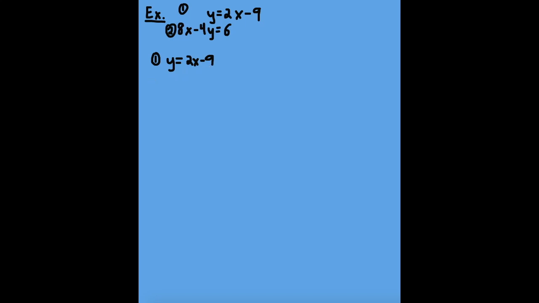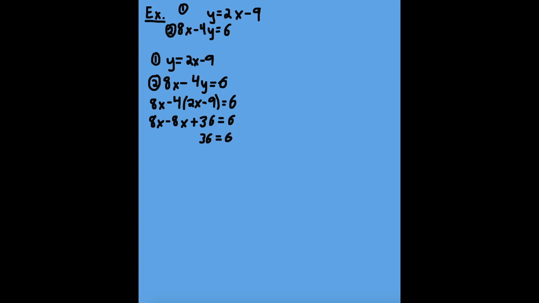Then, we will substitute the y value in equation 1 into the y value in equation 2. Equation 2 is 8x minus 4y equals 6. We will then get 8x minus 4 times (2x minus 9) equals 6. When we distribute, we get 8x minus 8x plus 36 equals 6. 8x minus 8x is 0, so we get 36 equals 6.